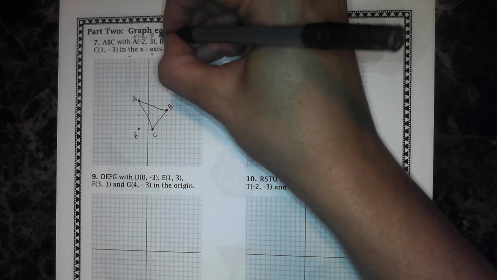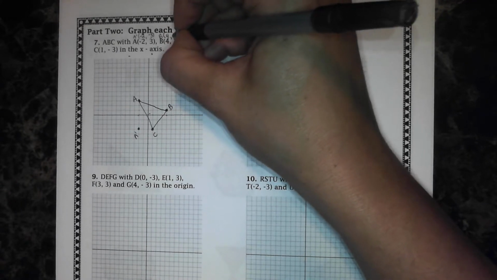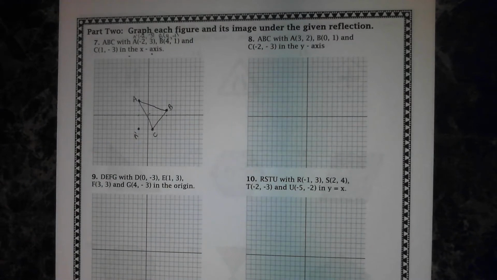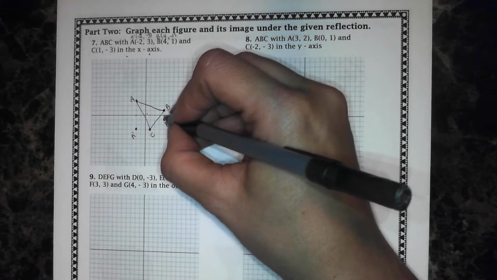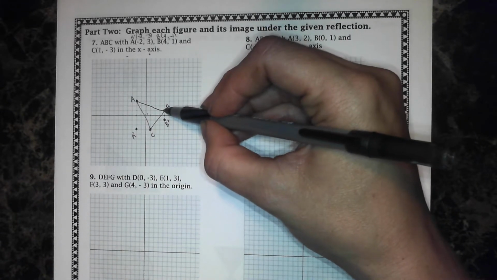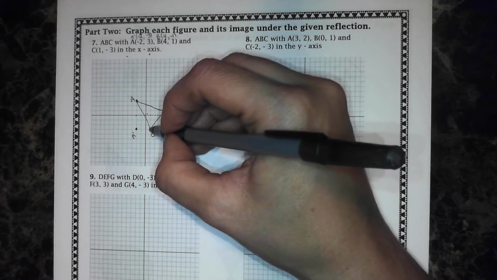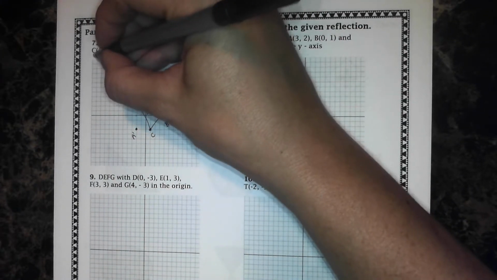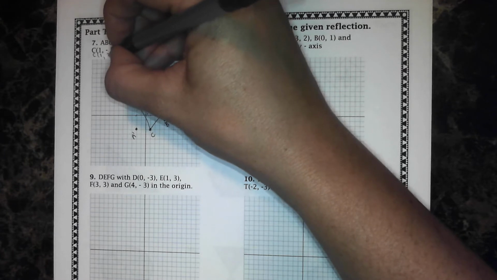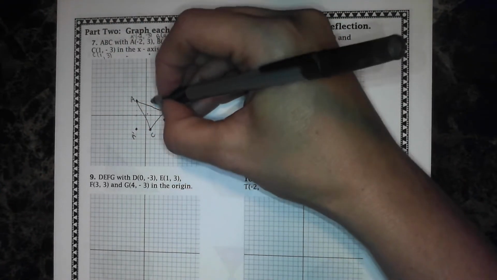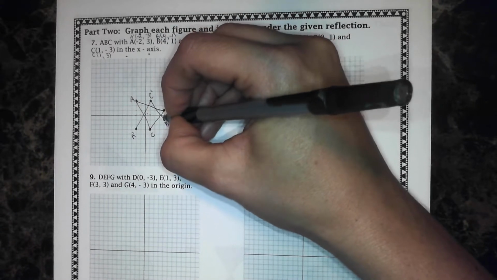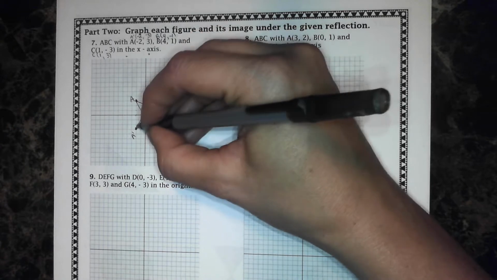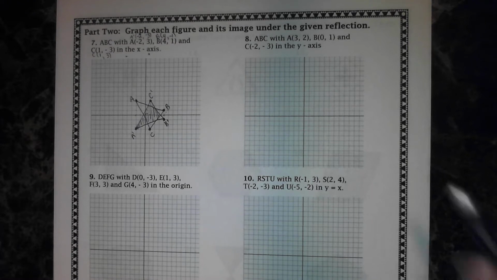B prime, 4 would stay the same, but y would change to -1. So that would be right here, B prime. Notice again, distance of 1 from the x-axis from both. And C would become 1 and +3. So we've got 1 and +3. This would be C prime. So that would be reflected through the x-axis there. That would be the reflection.